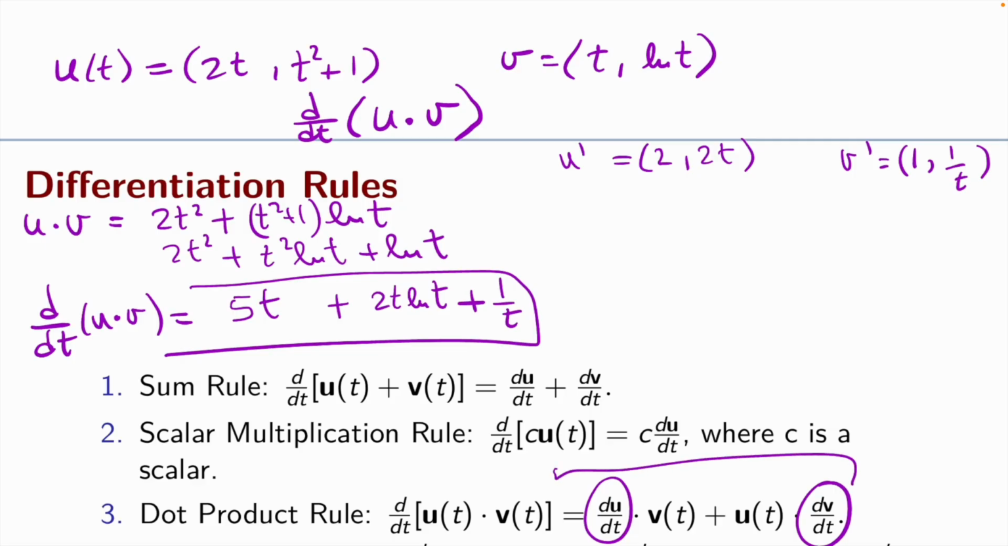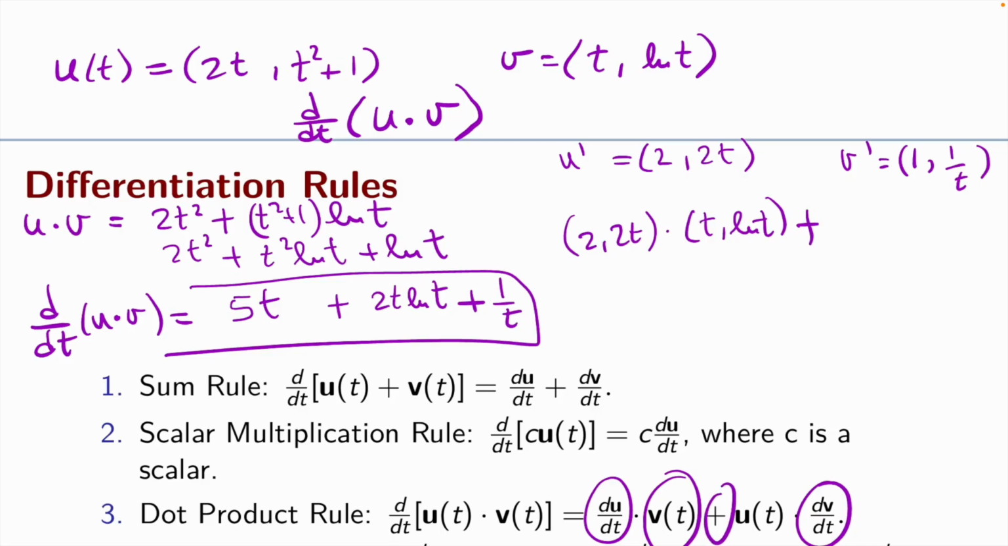And now let's apply this formula, and so we're going to have that our derivative will equal u prime, which is 2 comma 2t, dot product b. So b is this one, so here we are going to put t comma logarithm of t, and then plus u, and u is this one here, so u is going to be 2t comma t squared plus 1, dot product b prime, and b prime is 1 comma 1 over t.